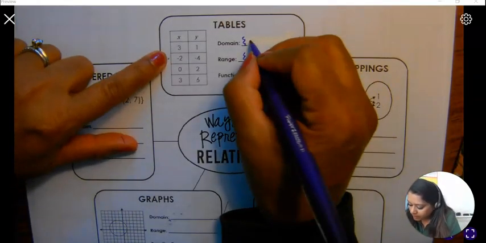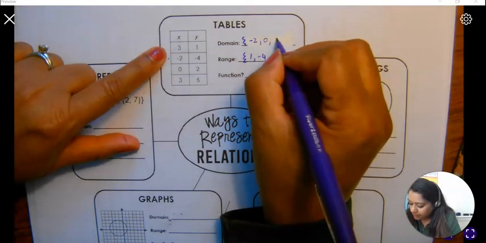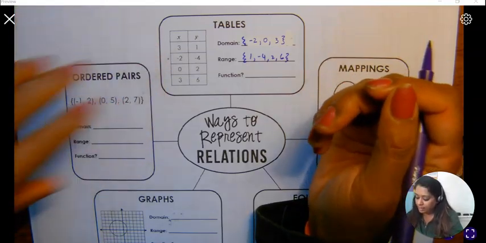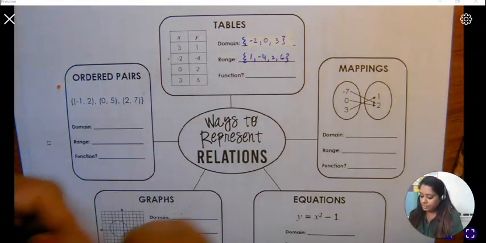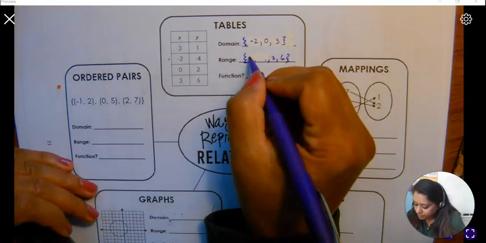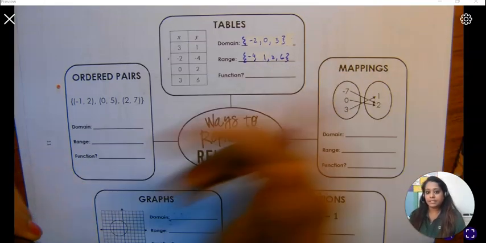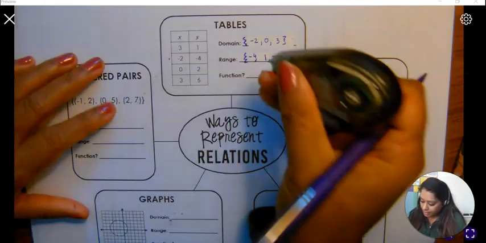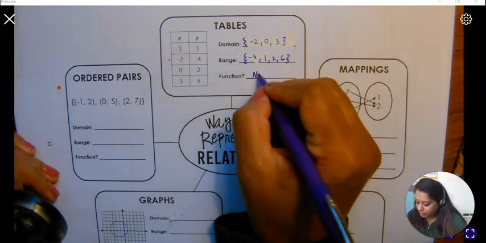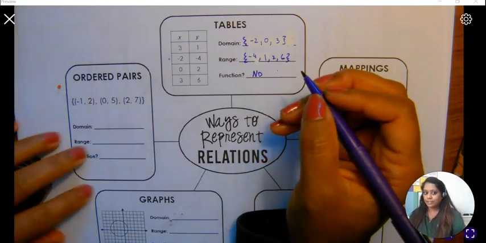So the lowest number is -2, and then you have 0, and then you have 3. I'm not going to repeat the 3. And then you have the range where the lowest number is -4. Then you have 1, 2, and 6. Okay? And then is it a function? No, because my x value 3 is repeating, so it's not a function.